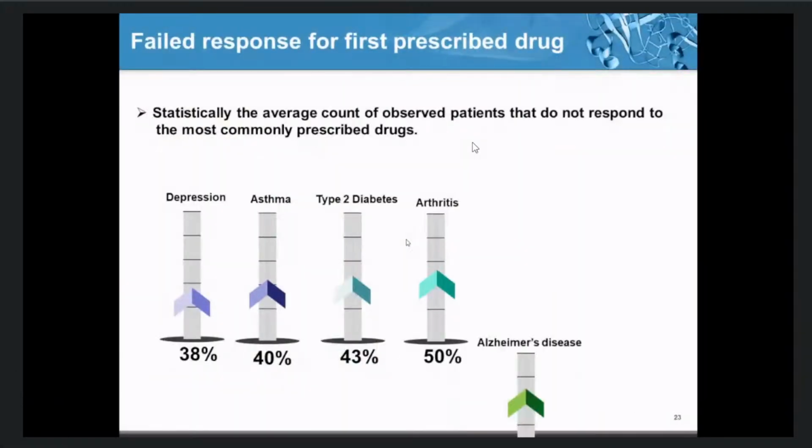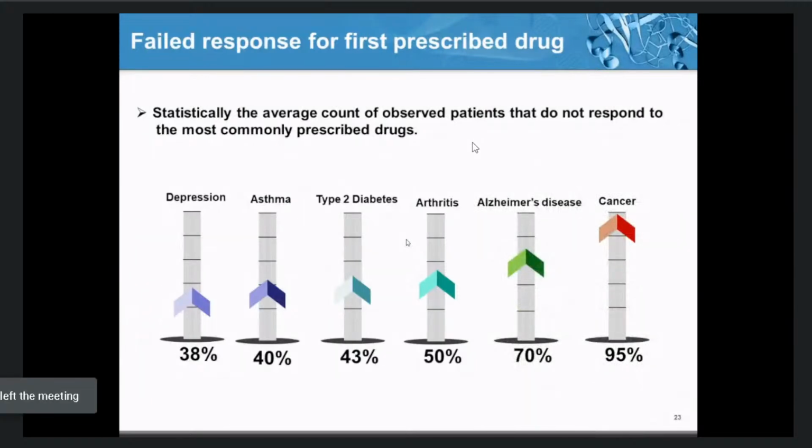Okay, so now let's talk about this one. What happened when we started to give medicine? The present drug which we are prescribing right now, if you give it to 100 people, works only partly. In the case of depression, the drug currently on the market has no effect in 38% of patients. When you talk about asthma, there is no effect in 40%. For diabetes, arthritis, and Alzheimer's, it is 40, 50, and 70.